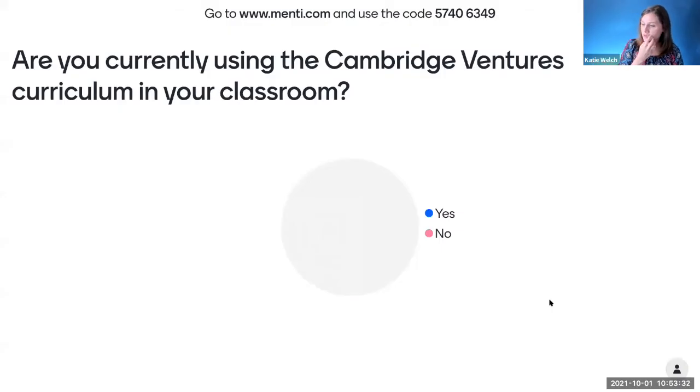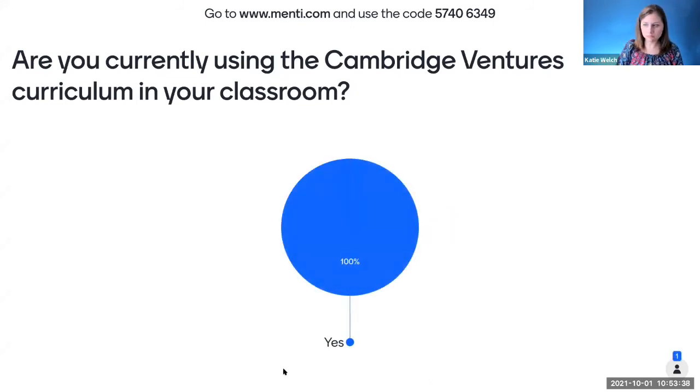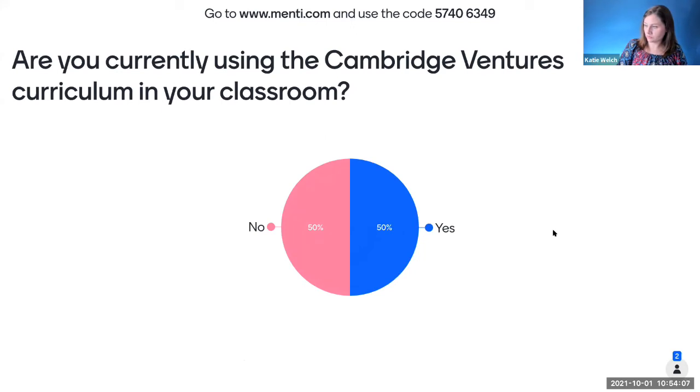All right, so first question is, are you currently using the Cambridge Ventures curriculum in your classroom? 100% said yes. I think only one person has voted so far though. Anyone else? Menti.com, and the code is 5740-6349. All right, now that's looking a little bit better, half and half. Anyone else going to vote for us?